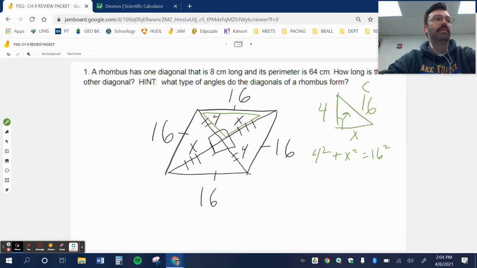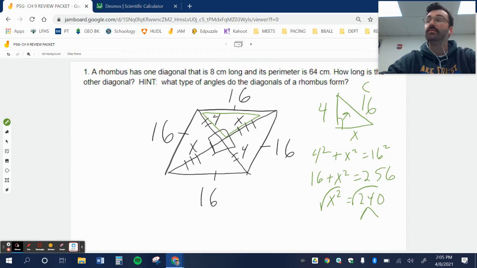4 squared I know is 16. 16 plus x squared equals 256, which is 16 squared. Subtract the 16, x squared equals 240. Square root both sides. What's the perfect square that goes into 240? It is 16 and 15. So x equals 4 root 15.